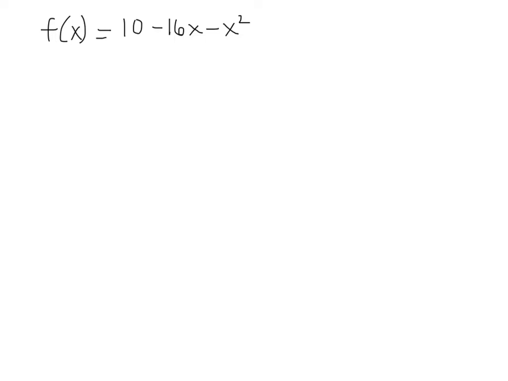All right, in this problem, what we're going to do is complete the square to help us describe what the graph of this particular quadratic looks like. And then we're going to graph it on our graphing calculator to double check that we are correct.